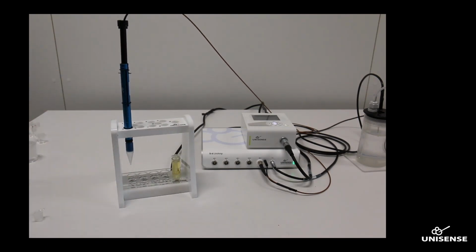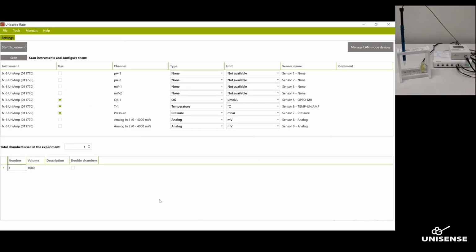Okay, yeah. So now I will start the software, and the software is called SensorTrace RAID. Yeah, here we go. I hope you can see the software now. I have just opened the software, and here you can see that it has detected the FX6 uniamp amplifier that I'm using, and it has also detected the optode that I have connected to the amplifier. It has detected a temperature sensor that I have connected, and then there's also a pressure sensor, and this pressure sensor is sitting inside of the amplifier, and it measures the atmospheric pressure.